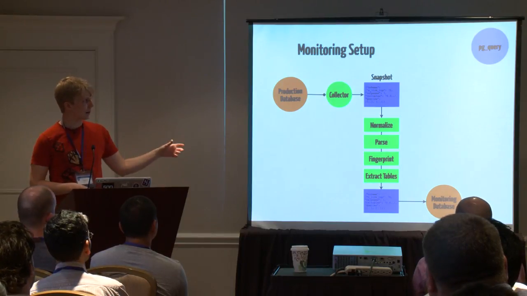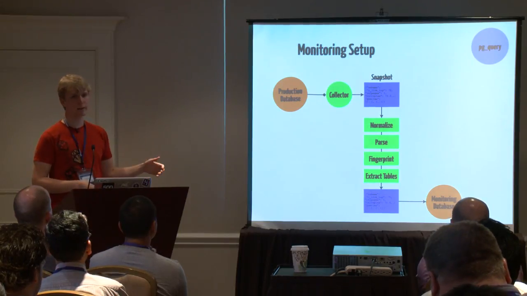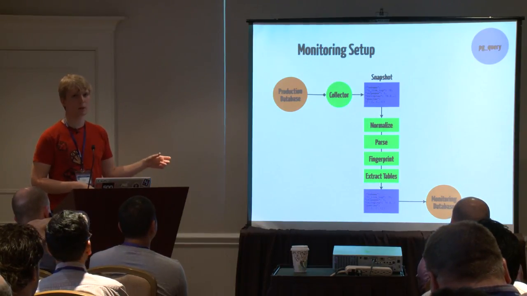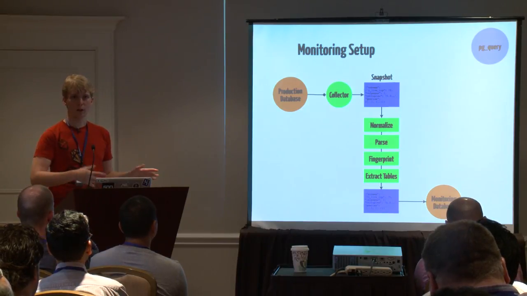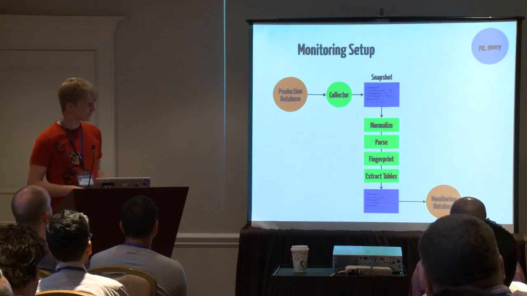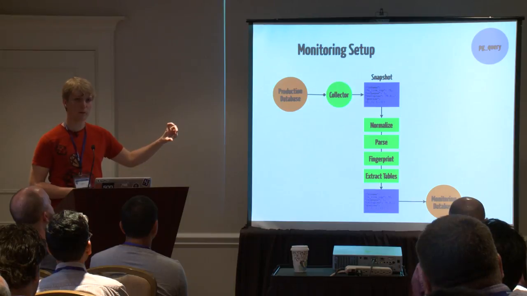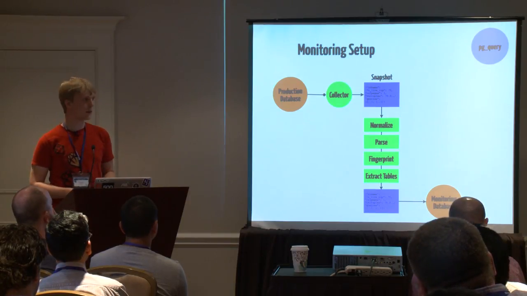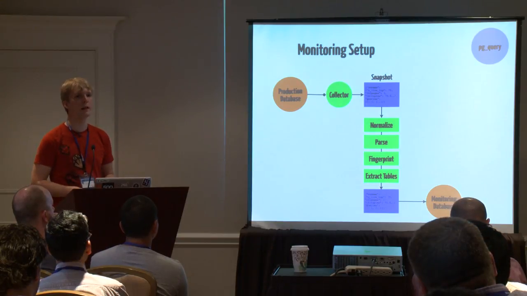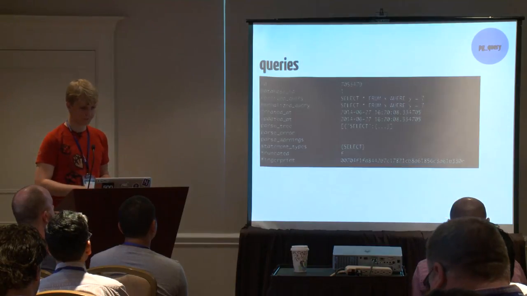Then this collector creates a snapshot, in our case every 10 minutes, from all the data. This includes the statements data, but also table information, running backends, and all these other infos which might be useful to work with the data. In this snapshot, we go through four different steps to work with that data, and then it gets put into a monitoring database. We have a separate Postgres monitoring database running, which includes the statistics information, which we can then query or render as a graph.